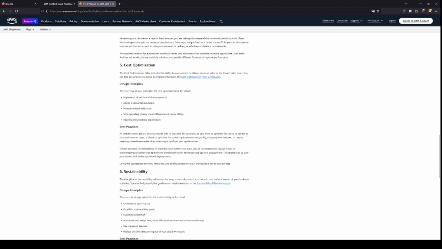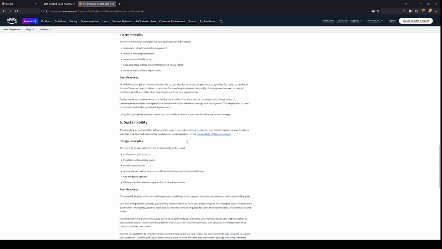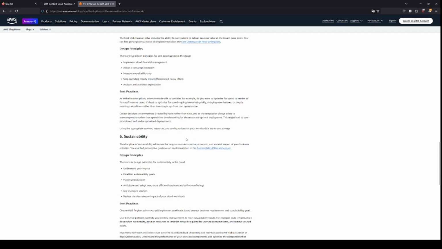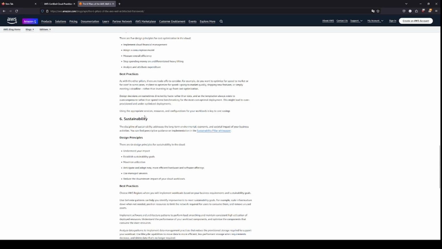It makes sense. Analyze and attribute expenditure. So track your spending. You want to make sure your money's not going out the door for some odd reason, right? And also, I suppose elasticity is not even in this, so it seems I was very mistaken. But here's the last one, sustainability. There are 6 design principles for sustainability in the cloud.